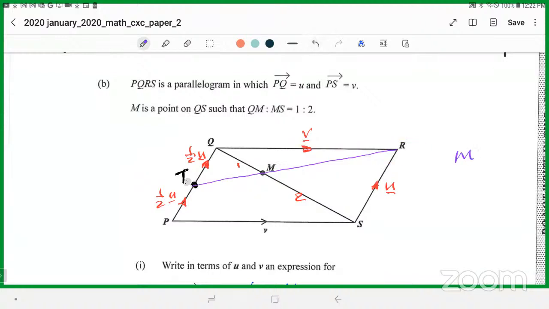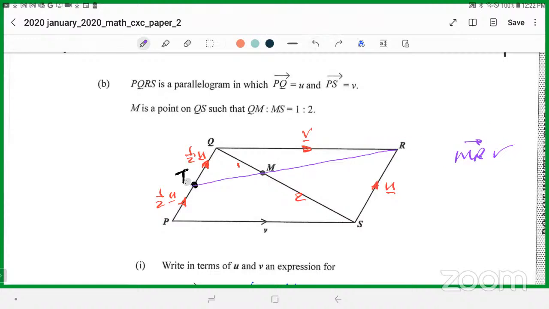Let me write them down. I already have MR. So I'm going to use either TM or TR as my second vector. Which one is easier to find? To show that 3 points are collinear, I have to use 2 vectors and show that those 2 vectors are parallel. Because we just calculated the vector MR, I'm going to use it. I'm going to tick that first.